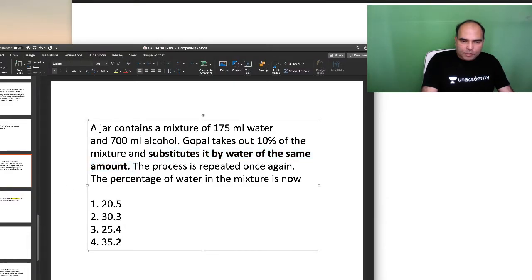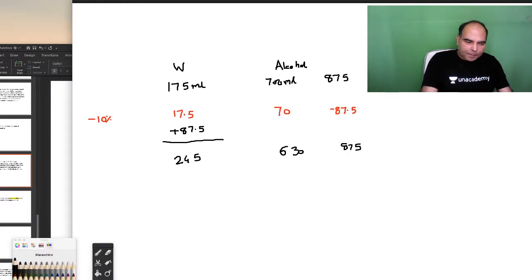Then the question says the process is repeated once again. So the process is repeated once again. What will happen is that you're again taking out 10%. So 87.5 will again come out. And this remains 87.5 because you took out 87.5 and you put back 87.5 of water. So the total amount will remain 875. So in the second instance, you are again taking out 87.5.